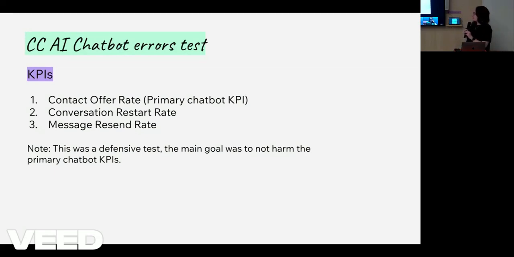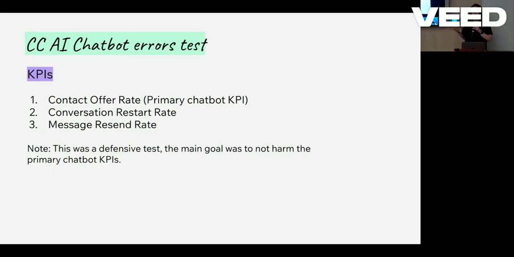And this was a defensive test. Basically, we just didn't want to harm the KPIs. And I really had to fight with the PM about this, because if it's a defensive test, why are we doing it? And it's really hard sometimes to quantify that we want to give users a better experience. And if this error message is not good, okay, do they care? Does it impact the business?